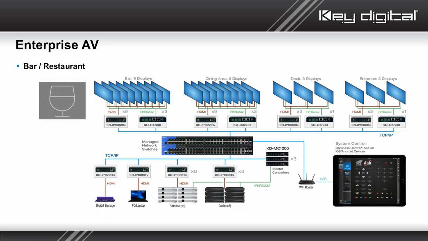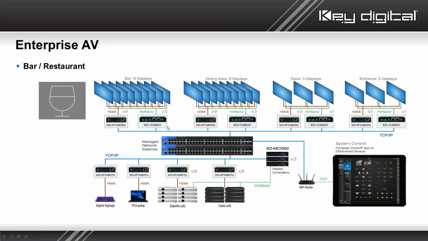So we take a look at a bar restaurant here that doesn't need 4K, right? You've got, at the bottom, 18 IP1080TX units, and at the top, 9, 3, and 3. So last I checked, that's 24 displays, and you just got an IP1080TX per video source, an IP1080RX per video display, and we use our little control interface, the 3-port master controller, CX800. You could group them at the displays because they too have the dual LAN ports.